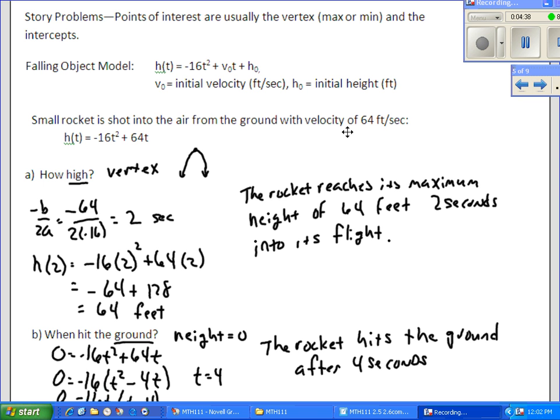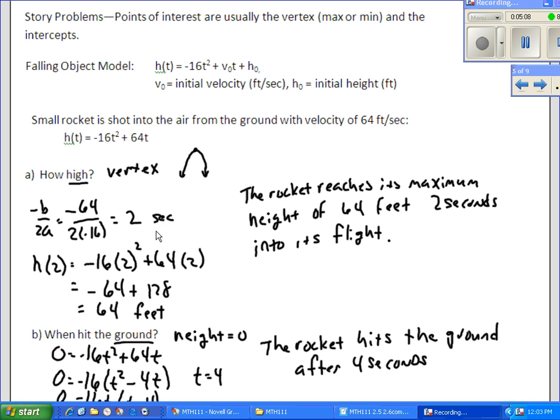Points of interest are usually the vertex, because it's the maximum or minimum of the function, and the intercepts. Interesting things happen there. So here's a classic falling object model, a rocket shot into the air. Since we're interested in how high the rocket is in the air, we're interested in the vertex. So we can do our formula to find 2 seconds for the x-coordinate of the vertex, but that's not the piece of information we want. We want to know how high it actually is.